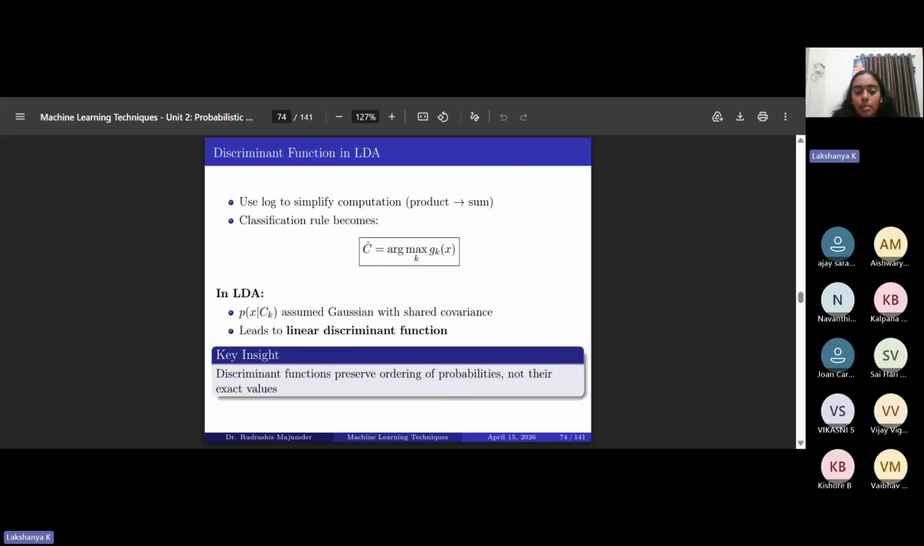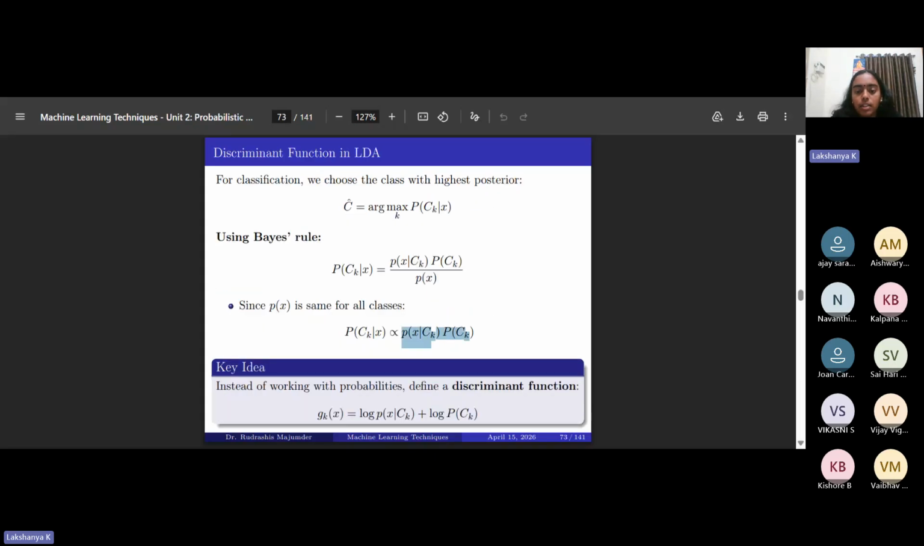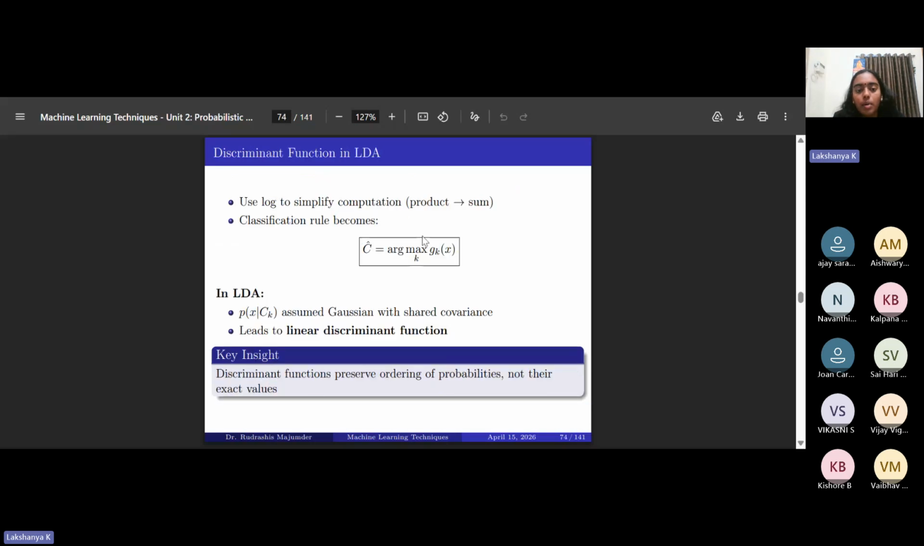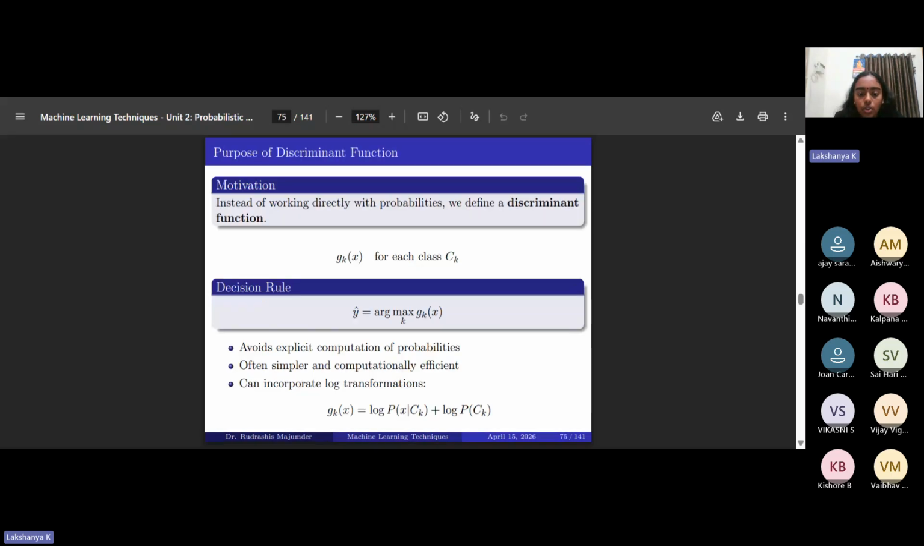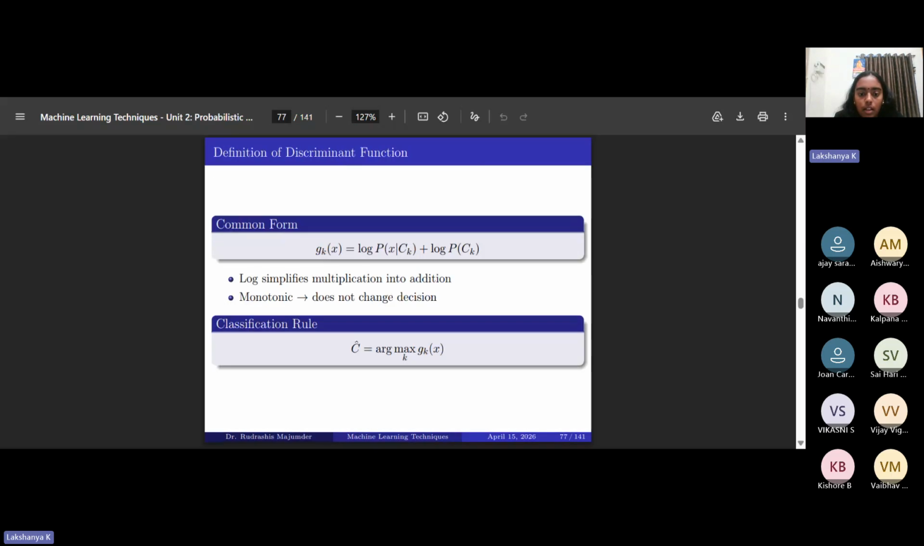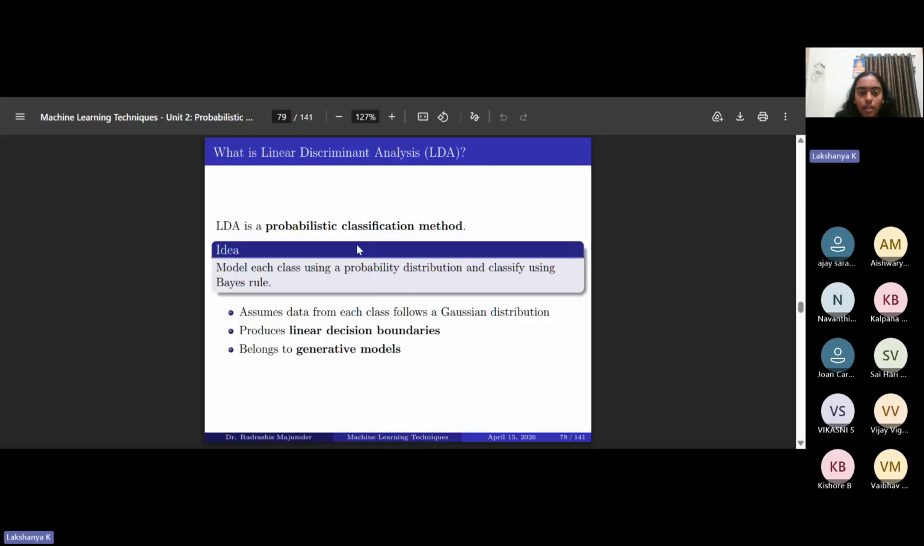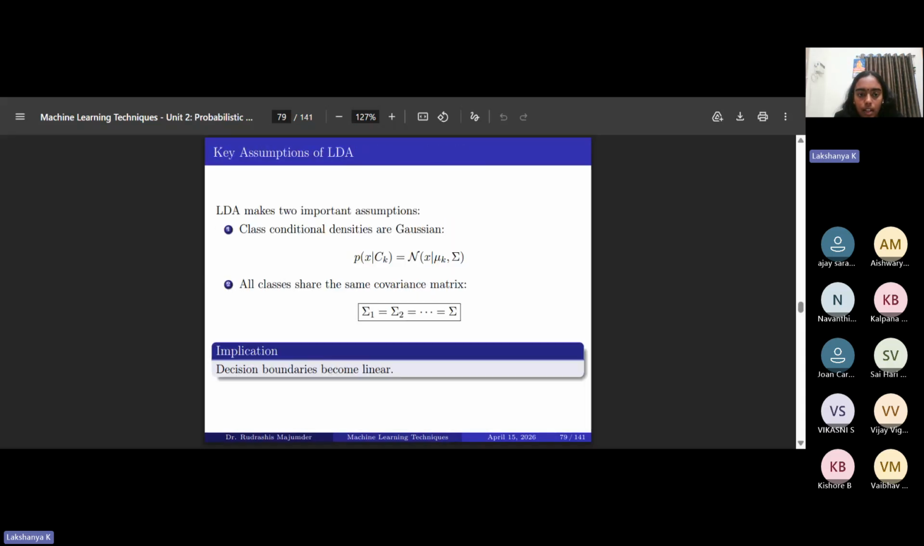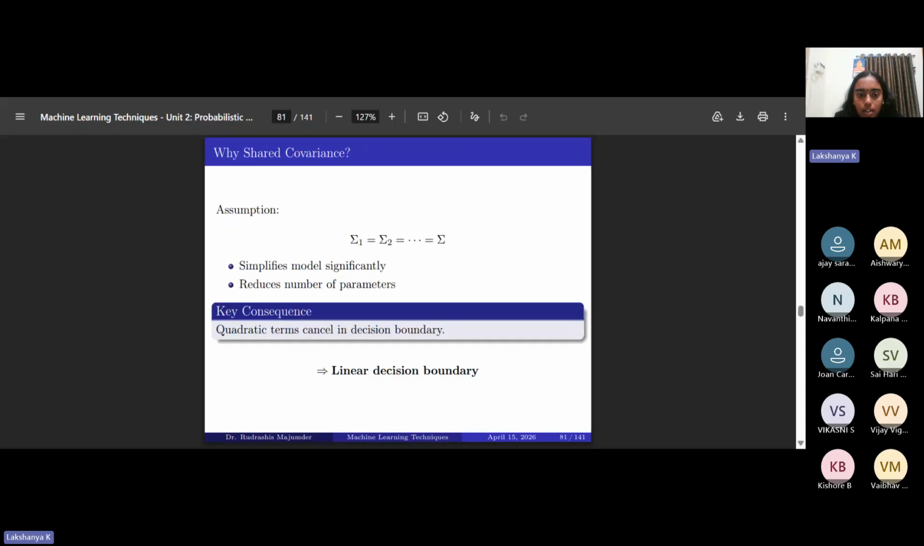Now we wanted to maximize this, right? So whichever class gets maximum value of this, that is the class which I'm going to classify my data point to. So it's the same as maximizing the log. So ultimately what I want to maximize is my gk of x. That is the idea of LDA. So gk of x is this. This is the key assumption, Gaussian assumption.